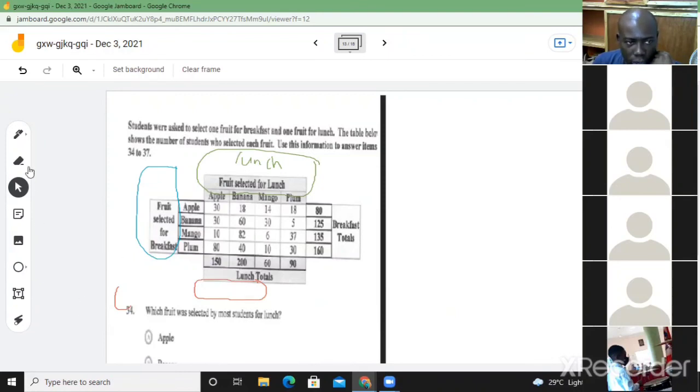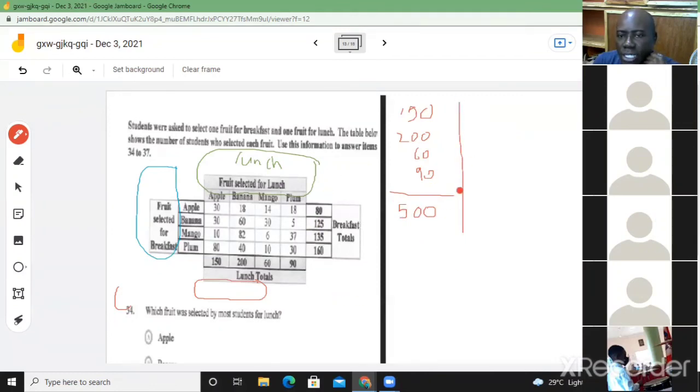Let's check off. Can we check quickly? Yes, sir. We're checking the lunch. We have 150. Then we have 200. Not true? Yes, sir. And then we have 60 and 90. Not true? Yes, sir. All right, 60 and 90 is, this looks like 500 to me. 60 and 90 is 150. 150 and 150 is 300. 300 plus 200 is 500. Agree? Yes, sir. So it's 500. But let us check to show you that it's the same number. So if you check in the breakfast, watch.